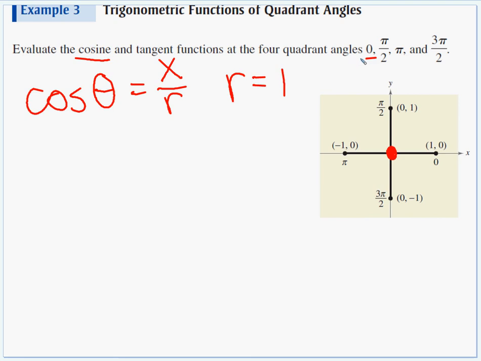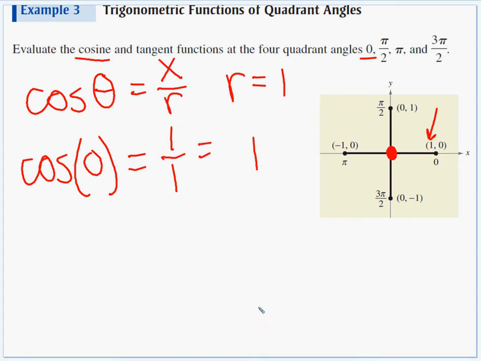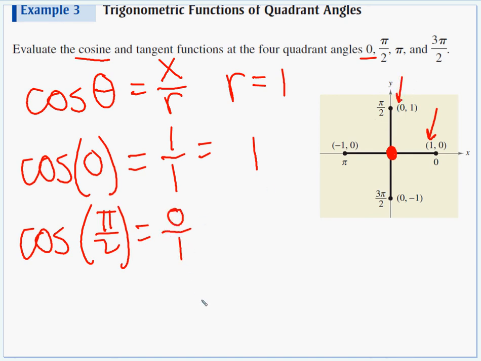So let's do the first one. The cos of 0 radians is this x-coordinate, 1 over 1. That's just 1. The next one will be cos of pi over 2. So now we're up here, and here our x-coordinate is 0, and we're going to divide that by r. 0 divided by 1 is 0.